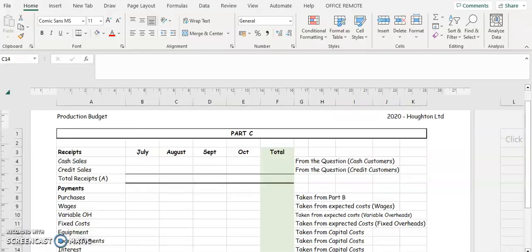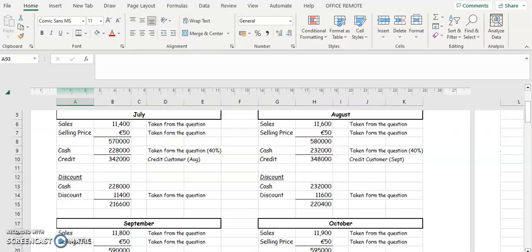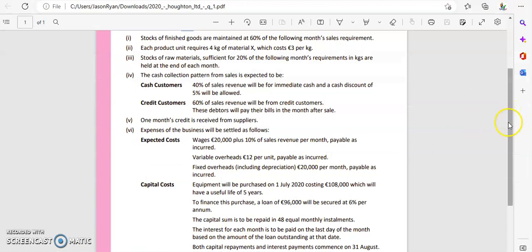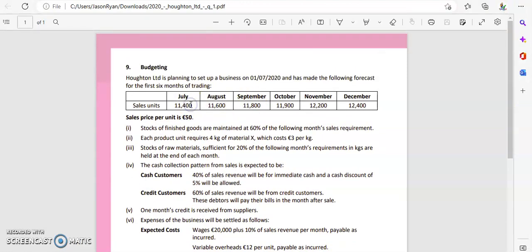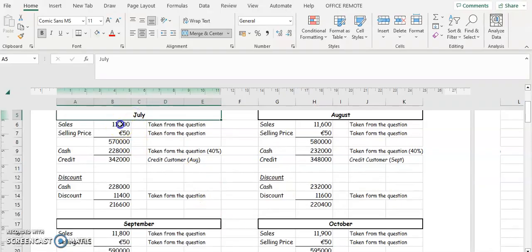So the workings are going to look like this. We're going to have July. Our sales is going to be 11,400, taken straight from the question. We're going to take each one from the question: July 11,400, August 11,600, September 11,800, October 11,900. We're only doing it for 4 months, so we stop there. We're going to multiply each of those units sold by €50, and that gives us the total revenue for that month. So for July, 11,400 multiplied by €50 will give us 570,000.